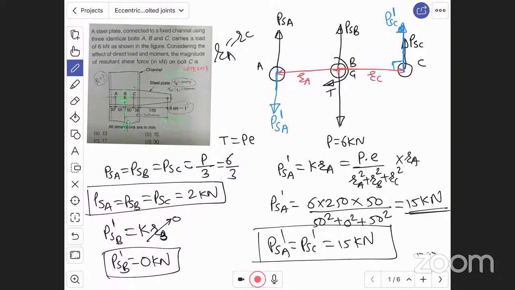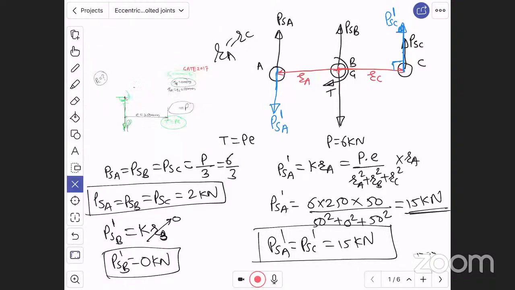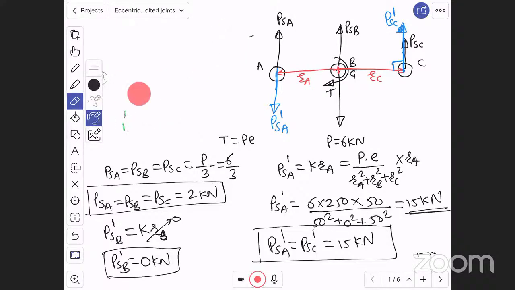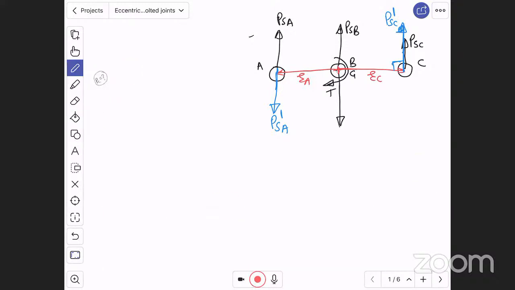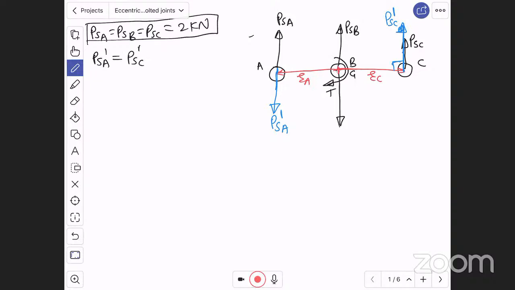The loads that we have calculated, I am writing here on the side, friends. Now I am keeping here only the diagram. See, we have calculated PSA is equal to PSB is equal to PSC is equal to 2 kilonewton. That is the primary shear load on bolts A, B, and C. Then PSA dash, the secondary shear load on bolt A, is equal to PSC dash, the secondary shear load on bolt C, which is 15 kilonewton. And the secondary shear load on bolt B, PSB dash, is 0 kilonewton.